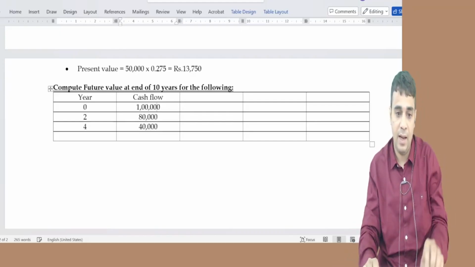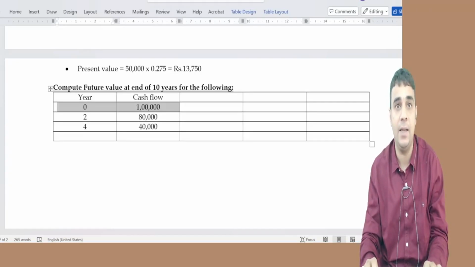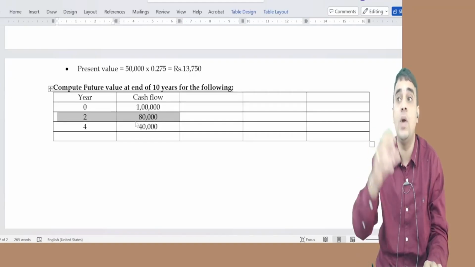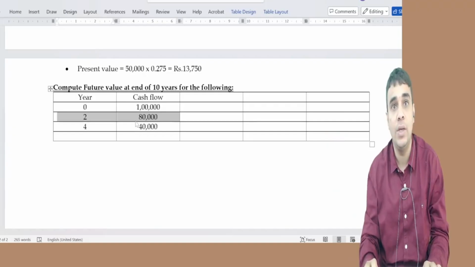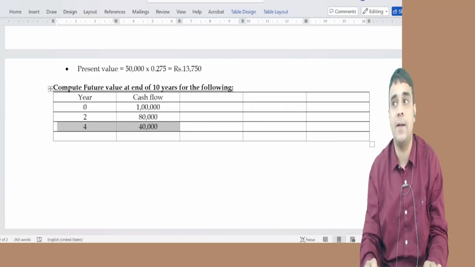Listen, I need to take this to the 10th year. I also need to take this to the 10th year. I also need to take this to the 10th year. How will I take? Multiplying with the 10-year factor, the future value factor for what period? 10 years. Multiplying this with the 8-year factor. Why 8 years? Year 2 to year 10. What will you do here? Multiply with the 6-year factor. Why multiply? We'll multiply with the future value factor.